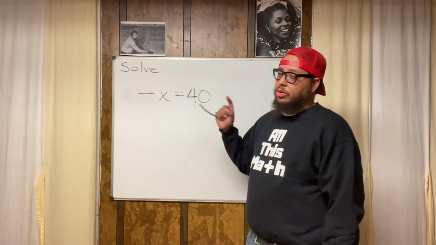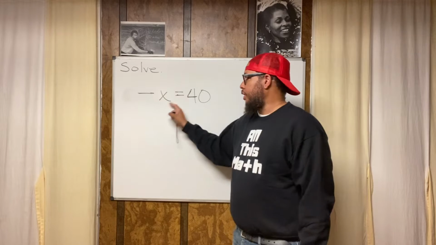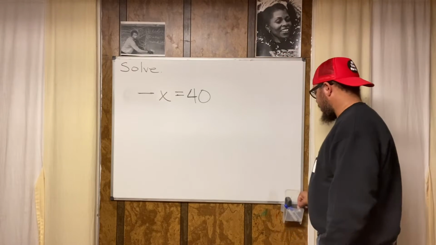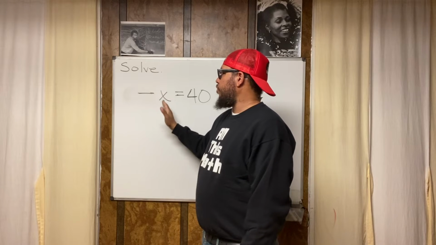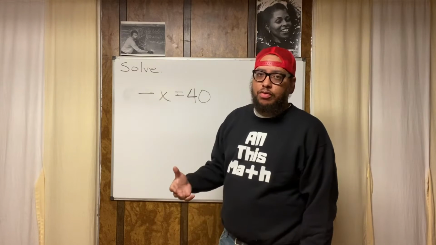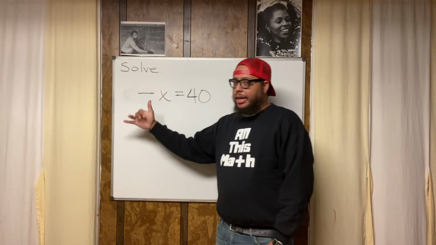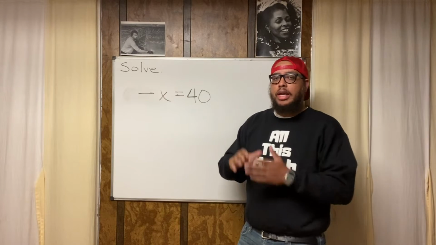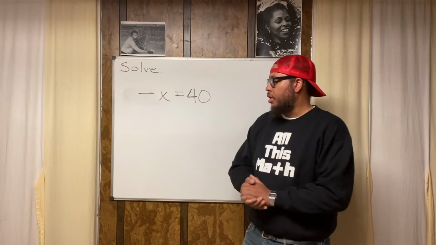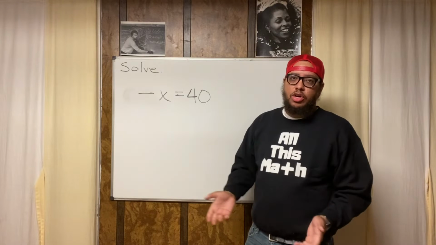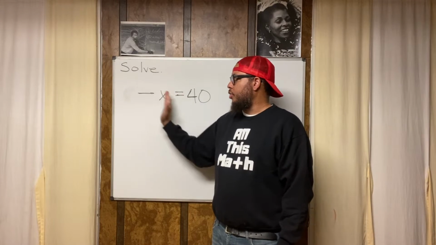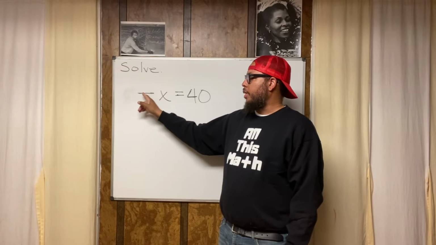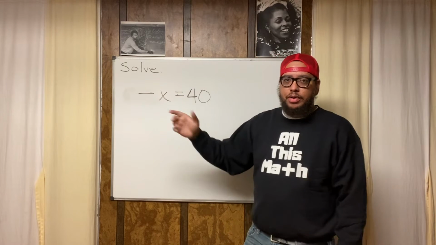Wrong. We don't know what x is. We know what negative x is equal to, but we don't know what x is equal to. And when we're solving an equation, we're solving for the variable, meaning the positive value of the variable. We don't care what negative x is equal to. We want to know what x is equal to. All right. So the way to solve for x is to isolate x by itself on the left side of the equation. So the question is, how do I get rid of this negative sign?